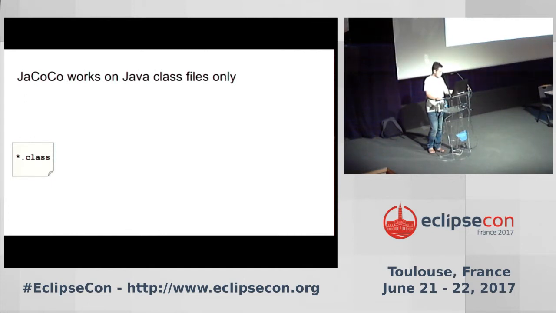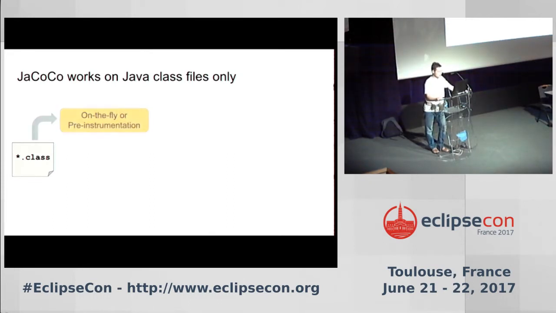Continuing on pitfalls and best practices, it's important to understand how JaCoCo works to successfully integrate it into your chain. The important point is that JaCoCo works only on Java class files. It doesn't require your source code. That's exactly what was shown during the demo: having some Eclipse plugin, an Eclipse bundle without having its sources, we were able to measure its code coverage.